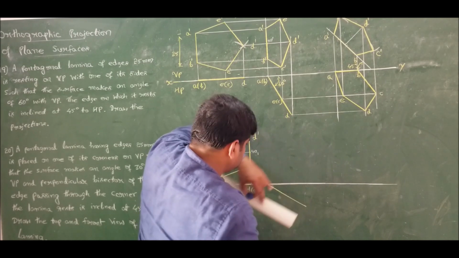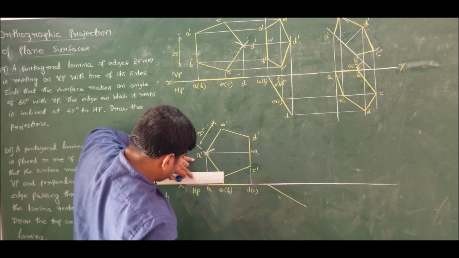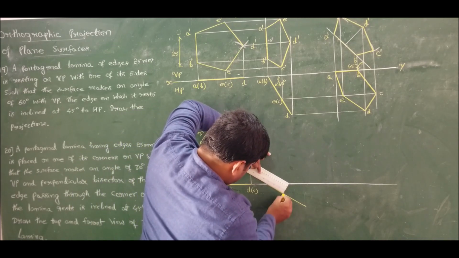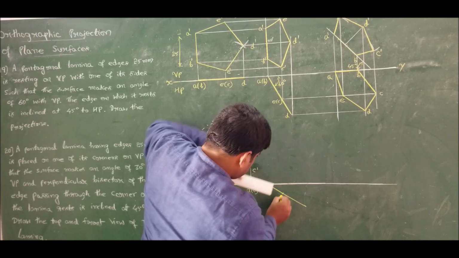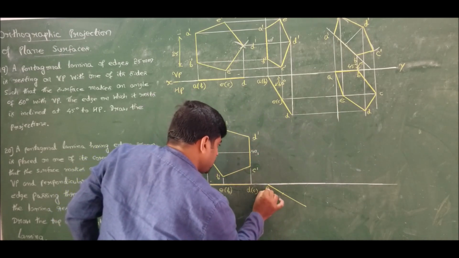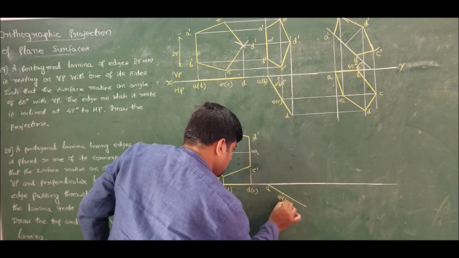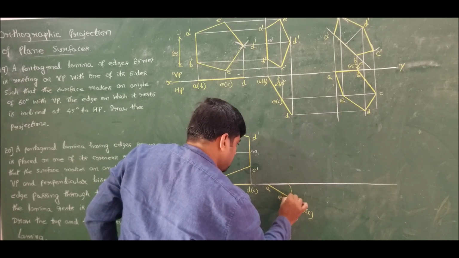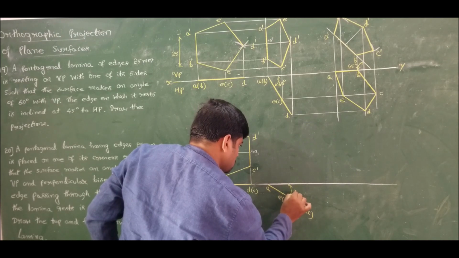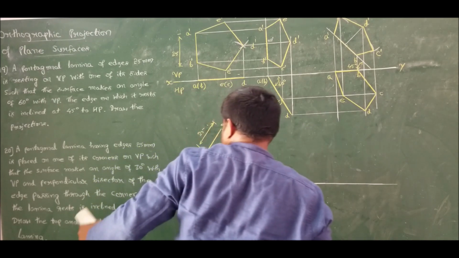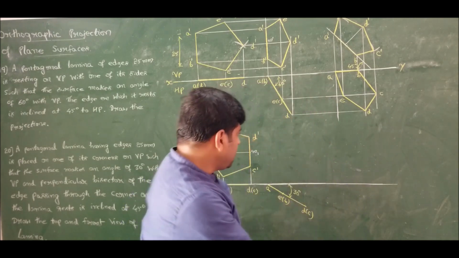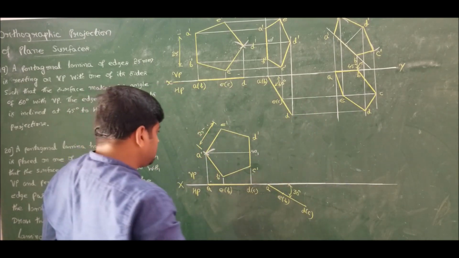Transferred. Also you transfer all the salient points, that is corners and edges. We have A, E, B, D, C. This angle is given as 30 degrees, specified in the problem. Surface makes an angle of 30 degrees with vertical plane. Now take vertical and horizontal projection and complete the sketch.